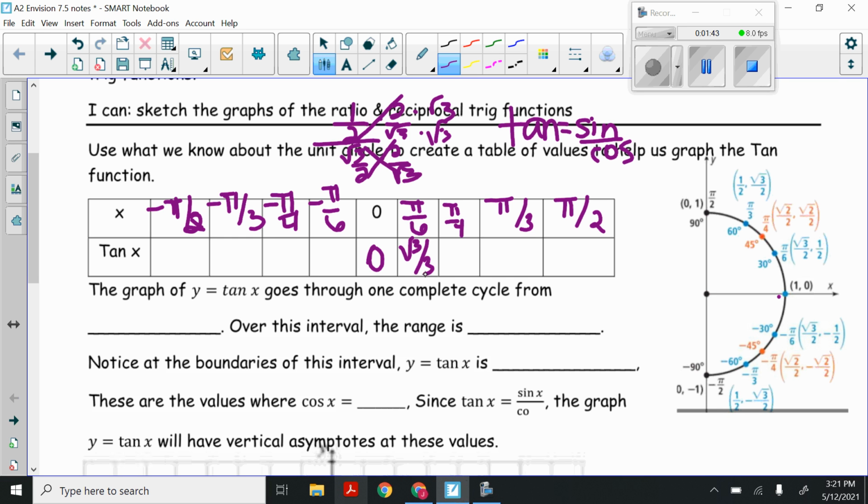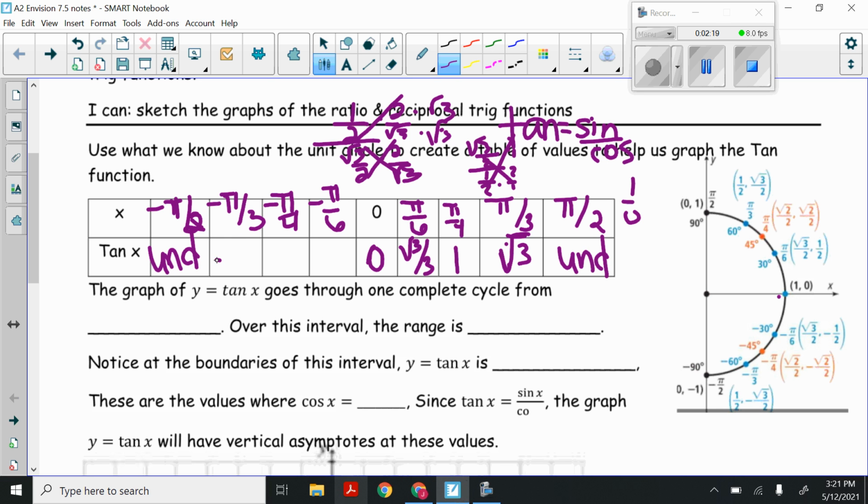Pi over 4, the sine is square root of 2 over 2. The cosine is square root of 2 over 2. So when I divide that by itself, I get 1. At pi over 3, square root of 3 over 2 over 1/2. And when I flip and multiply, everything cancels except the square root of 3. At pi over 2, the sine is 1, the cosine is 0. 1 over 0 is undefined. So I know all of my pi over 2's are going to be undefined.